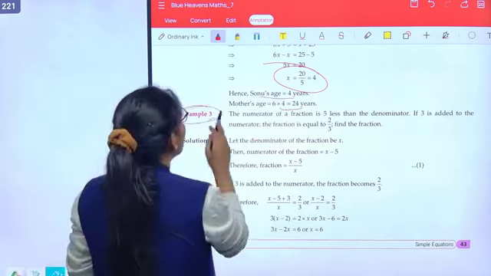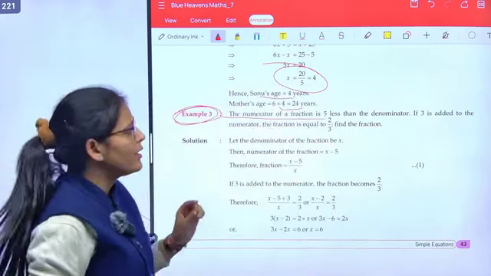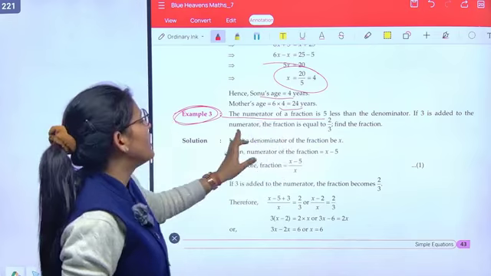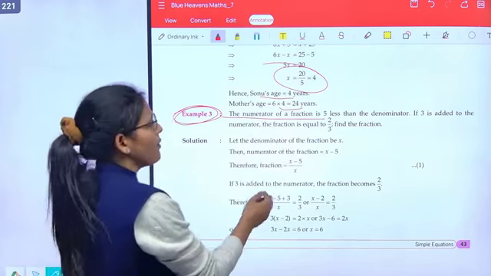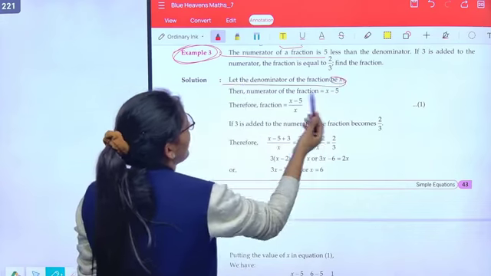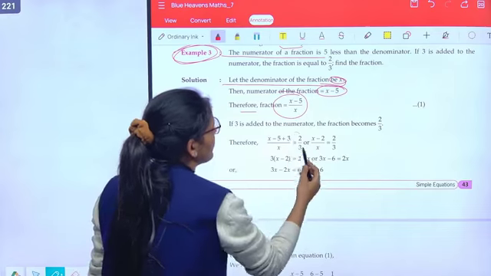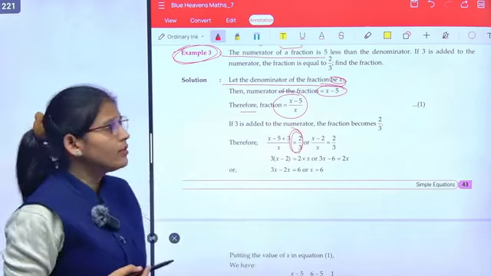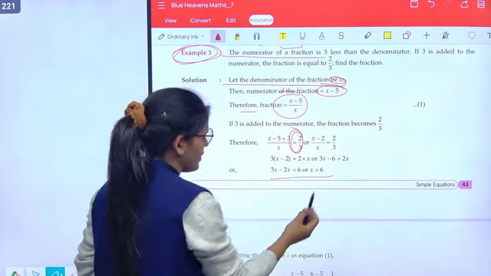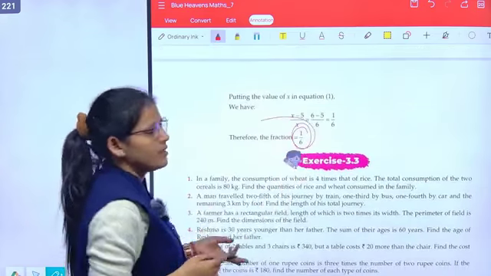Now example number 3. The numerator of a fraction is less by 5 than the denominator. If 3 is added to the numerator, the fraction is equal to 2 upon 3. Find the fraction. Let the denominator be x. Now class, the numerator is 5 less, so the fraction will be (x minus 5) upon x, and we set it equal to 2 upon 3. Then we solve it. So the fraction is 1 upon 6.